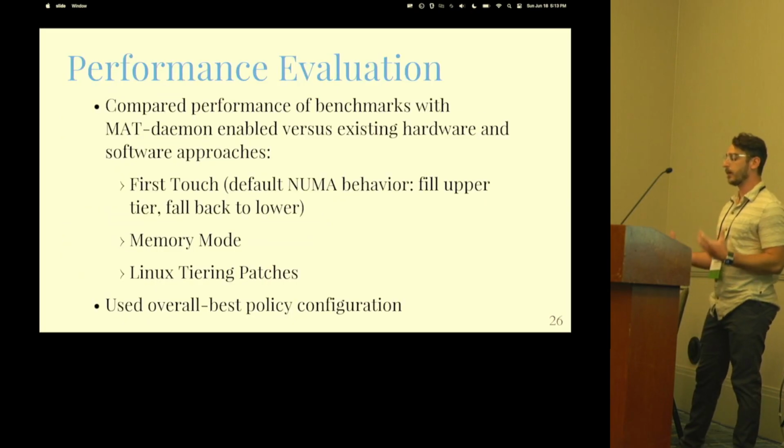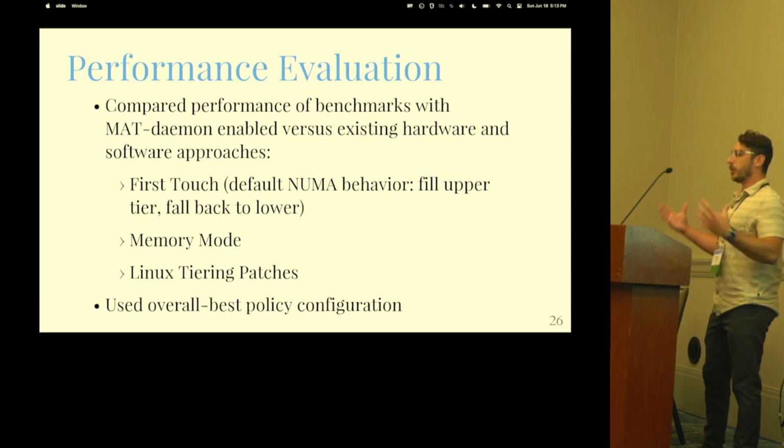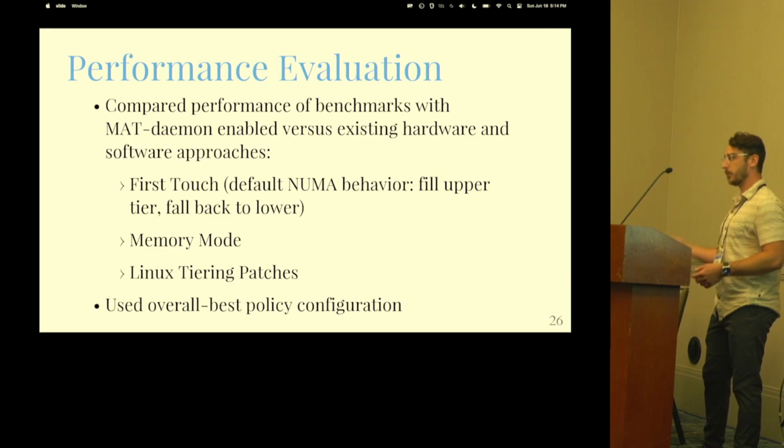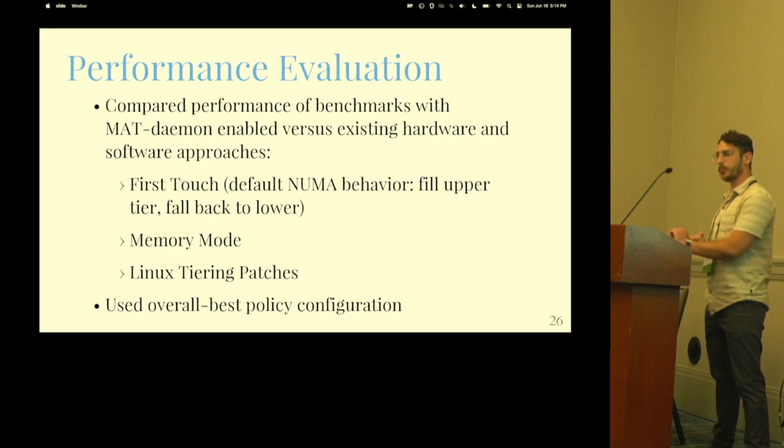So how did we evaluate the performance of this system? Well, we compared those benchmarks with our daemon enabled versus a couple of approaches. The first one I want to talk about is first touch. This is basically the default behavior of your NUMA control system, right? So if you want a page, it's going to take it from the upper tier until the upper tier is full. And then once the upper tier is full, it will default to the lower tier. So that's first touch. We also evaluated against memory mode, which is that hardware cache-based solution. And then we also compared against those Linux tiering patches that do it in software.